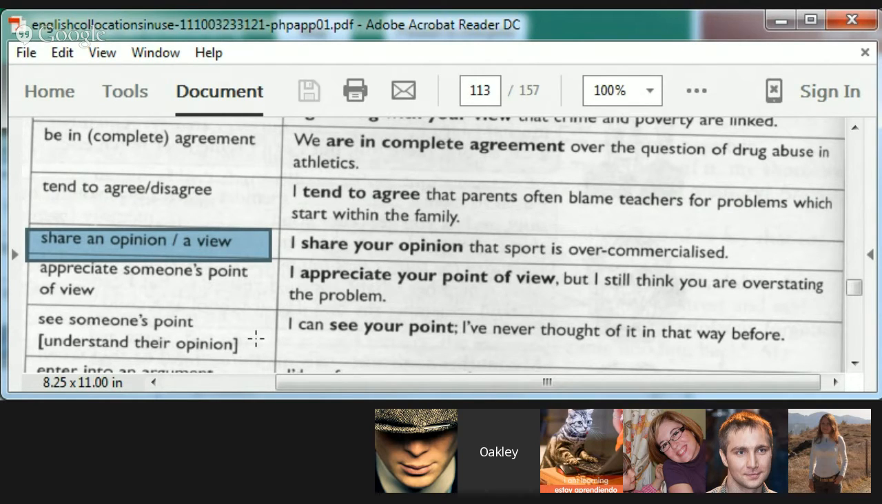Okay. Next one, Lena. Share an opinion or view. Share an opinion, a view. I share your opinion that sport is over commercialized. I share your opinion means I have the same opinion as you. Right. And a view is an opinion, like from my point of view or in my opinion, basically means the same thing. So we can also say I share your view.